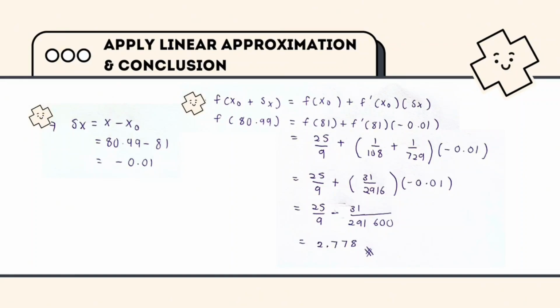Now, we apply the linear approximation formula and substitute all the values. That gives us f(80.99) equal to 25/9 plus 31/2916 multiplied by negative 0.01. After simplifying, we get 2.778. That is our final answer.